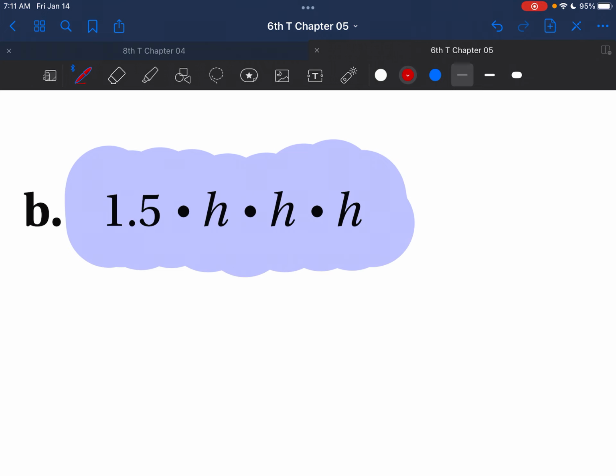Now, you might be like, well, I don't know what to do with this one. It's not difficult. We just got to follow through with the rules. So, how many of the letter H do I have? I have 3 of them, and then this just drops down. So I have 1.5 H to the 3rd power.